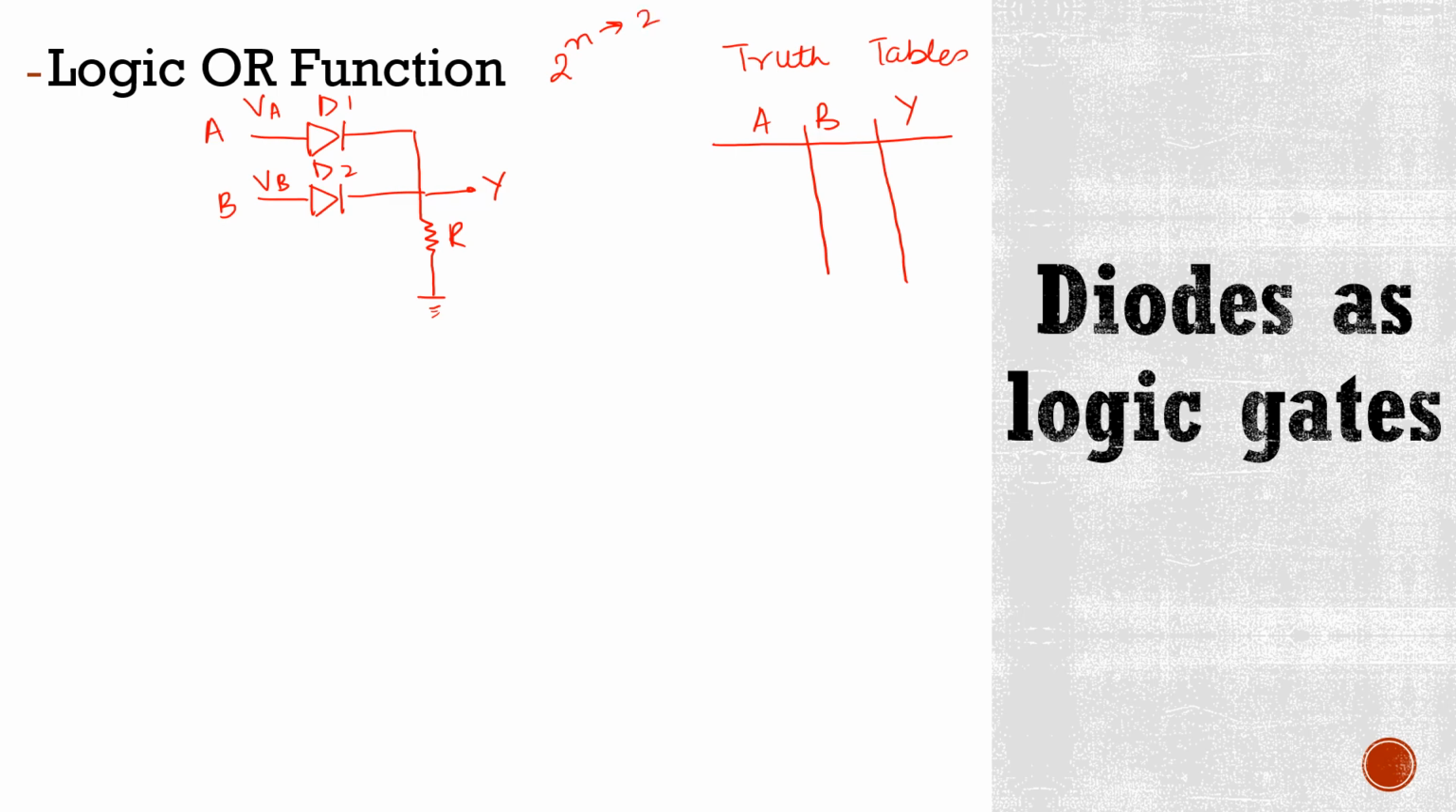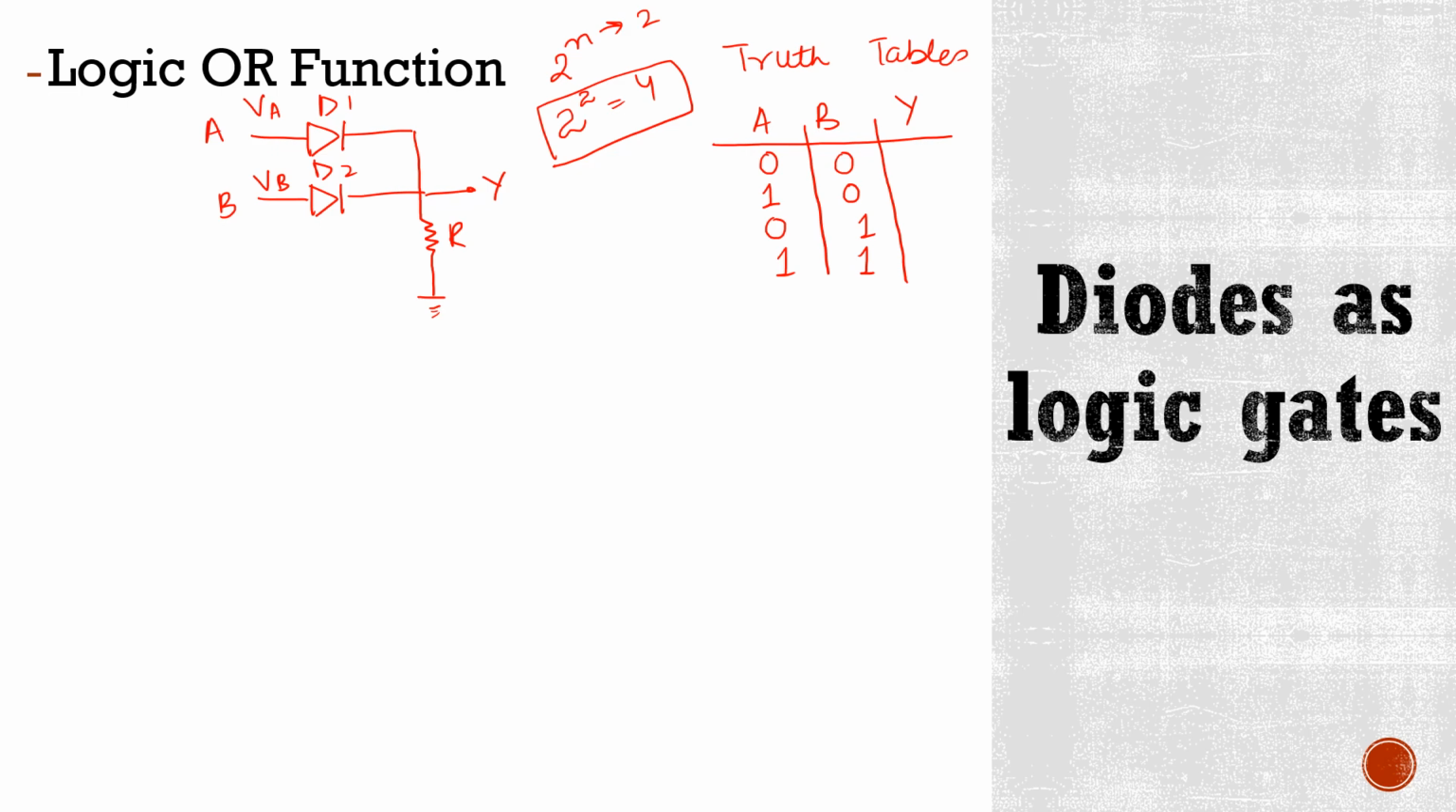Here n is 2, it means 2 raised to the power 2 is equal to 4. So in this case, there are 4 possible input combinations. In first case, both inputs are off. In second case, one input is on and one is off. In third case, input A is off and input B is on. And in fourth case, both inputs are on. So what will be the value of output in all these cases?